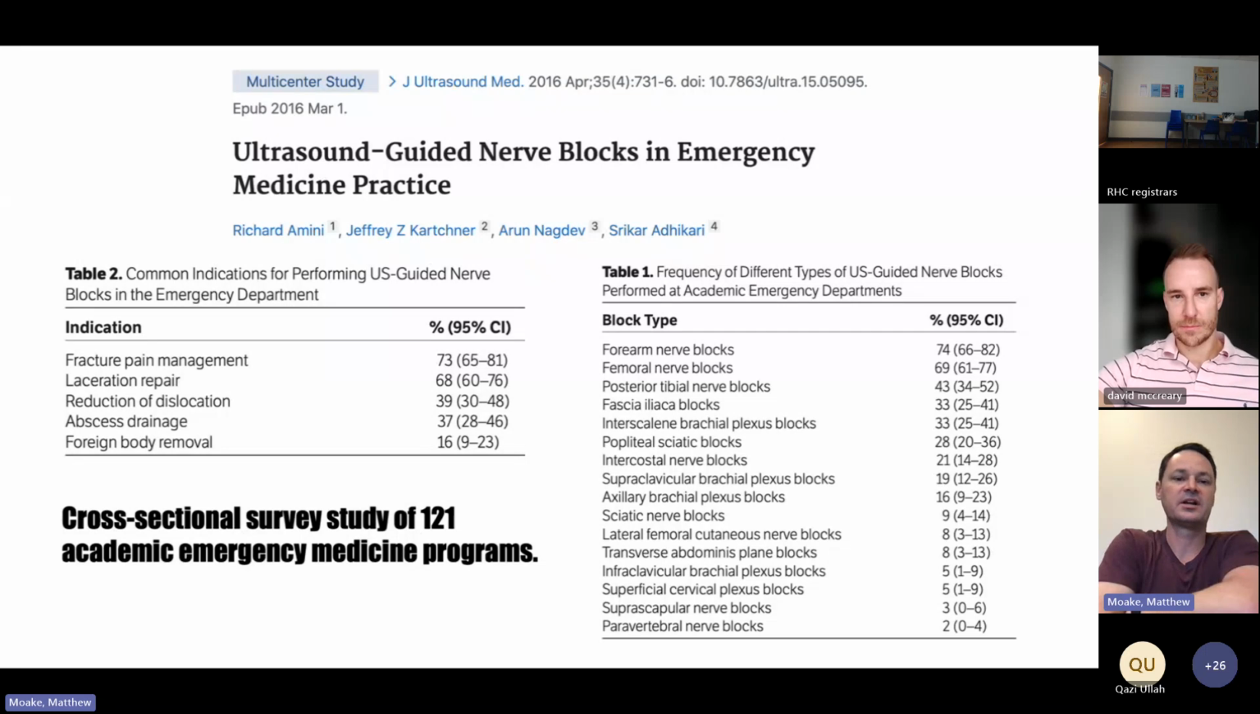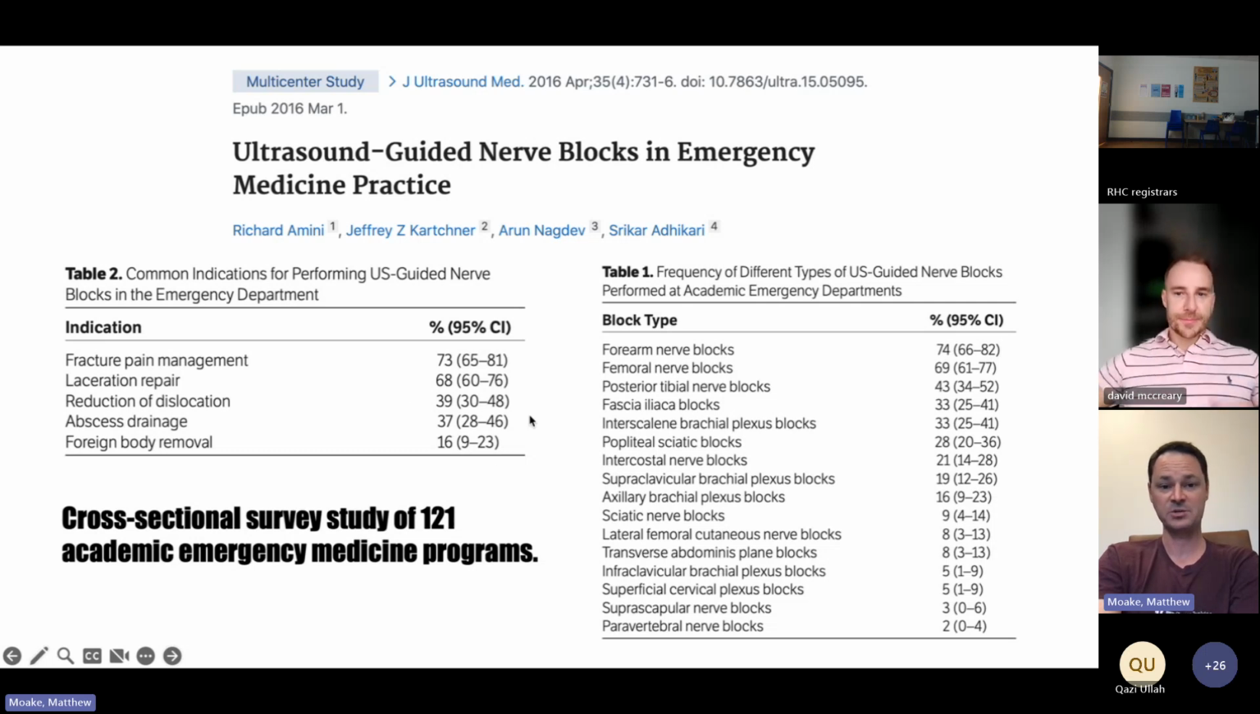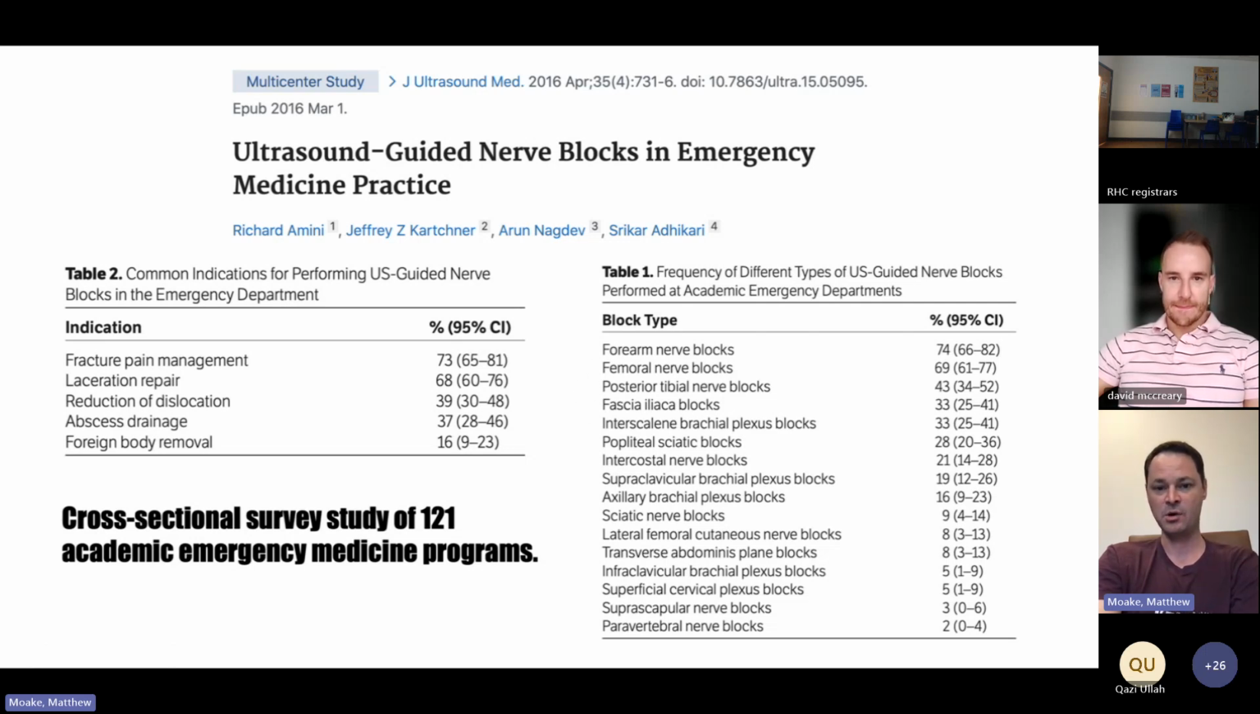This was a quick study that surveyed different EM programs across the US to see how many of them were using blocks, what they're using them for, and what blocks they were using. What you can see is they're using them for pain management, particular fractures, lac repairs, and dislocations. The most commonly used are very straightforward: forearm blocks, femoral nerve, posterior tibial, and fascia iliaca, which is essentially your femoral block. Then you go into more and more complex, typically core blocks, larger fields, larger complications, and less common use overall.